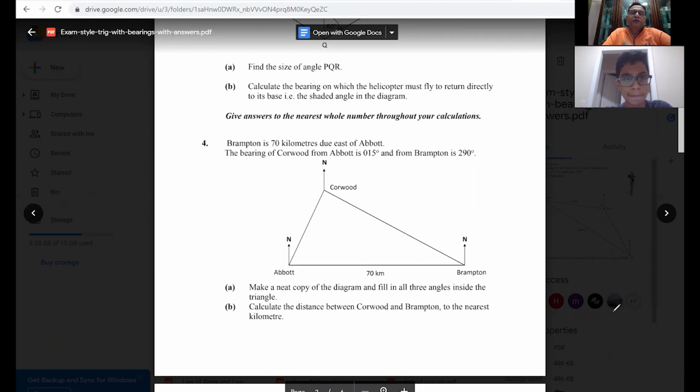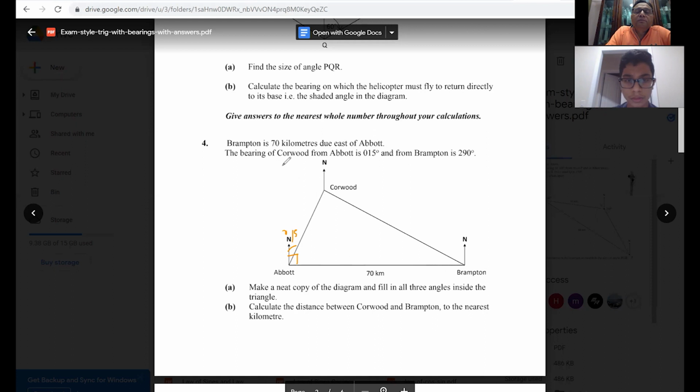Read the question. Brampton is 70 kilometers due east of Abbott. The bearing of Corwood from Abbott is 15 degrees, and from Brampton is 290 degrees. So the bearing of Corwood from Abbott is 15 degrees. So this is 15. And from Brampton is 290 degrees.